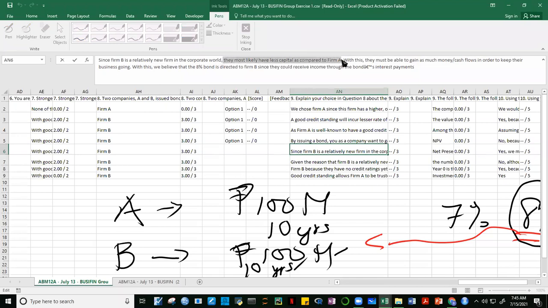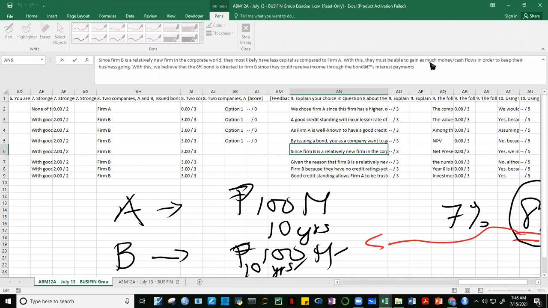A company can be newly entering and still have a huge capitalization. That's possible, even though Firm A has been around for a long time. Firm B enters, and its backer is huge. For example, let's say big companies merged, raised a large capital, and entered that industry. So that's possible. We cannot really say they most likely have less capital as compared to Firm A.